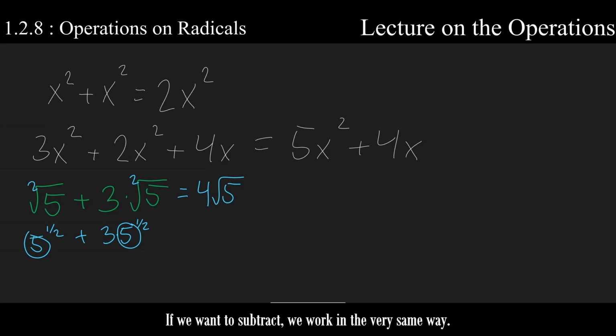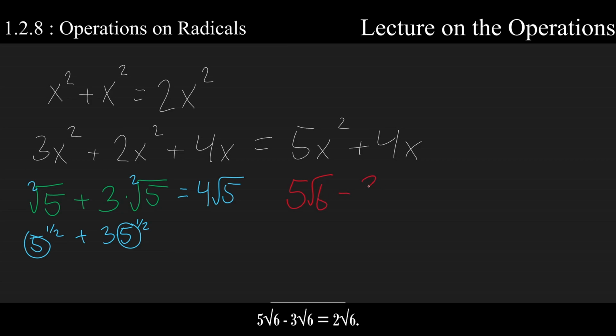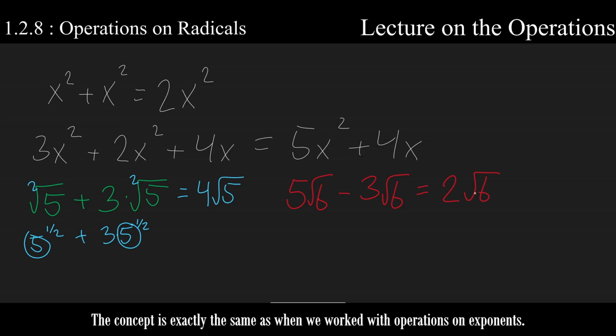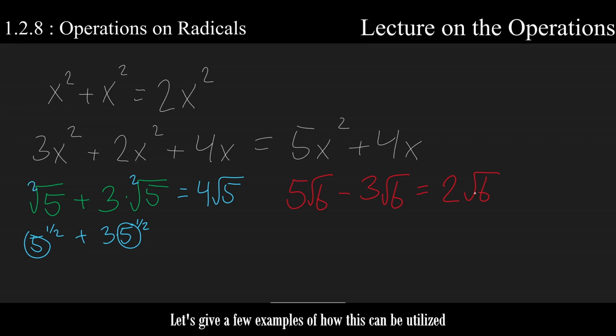If we want to subtract, we work in the very same way. 5 square root of 6 minus 3 square root of 6 equals 2 square root of 6. The concept is exactly the same as when we worked with the operations on exponents. Let's give a few examples of how this can be utilized with other properties we have learned.